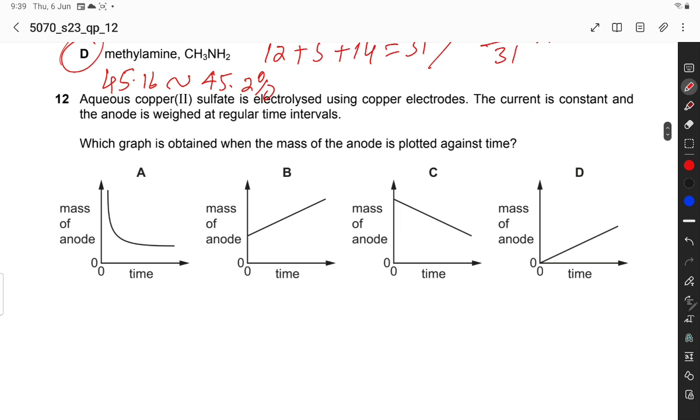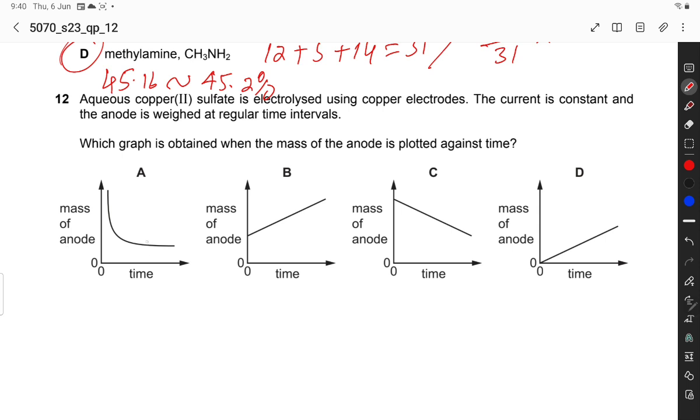Question number 12. Aqueous copper 2 sulfate is electrolyzed using copper electrode. The current is constant and the anode is weighed at regular interval of time. Which graph is obtained when the mass of anode is plotted against time? We know that when copper 2 sulfate is electrolyzed using copper electrode, the anode is going to dissolve and mass of anode is decreased.